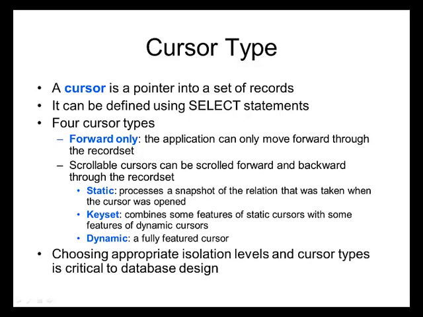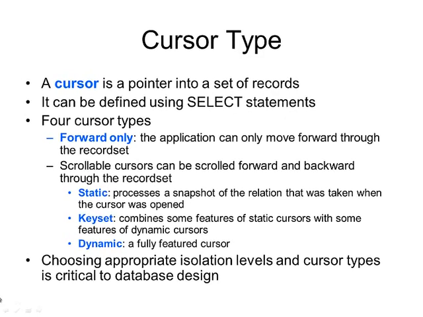The static cursor processes a snapshot of the relation that was taken when it's opened. The dynamic is a fully featured cursor where all inserts, updates, deletions, and changes in row order are visible. The keyset cursor combines features from both static and dynamic. Choosing the proper isolation level and cursor type is very important in the database stage.